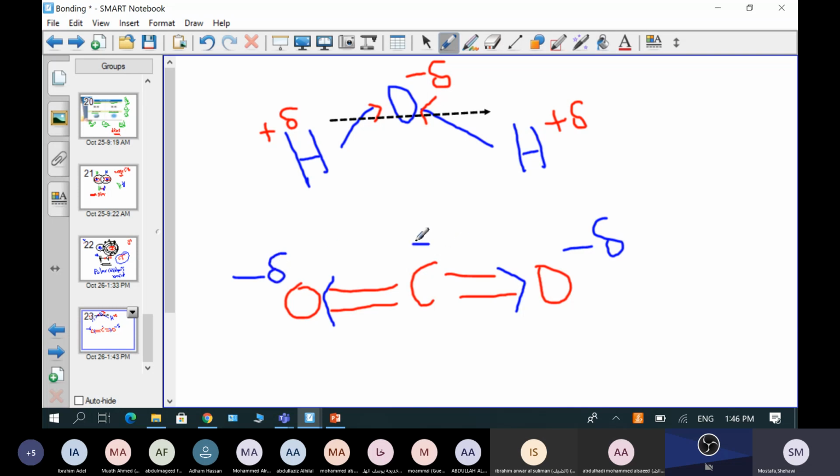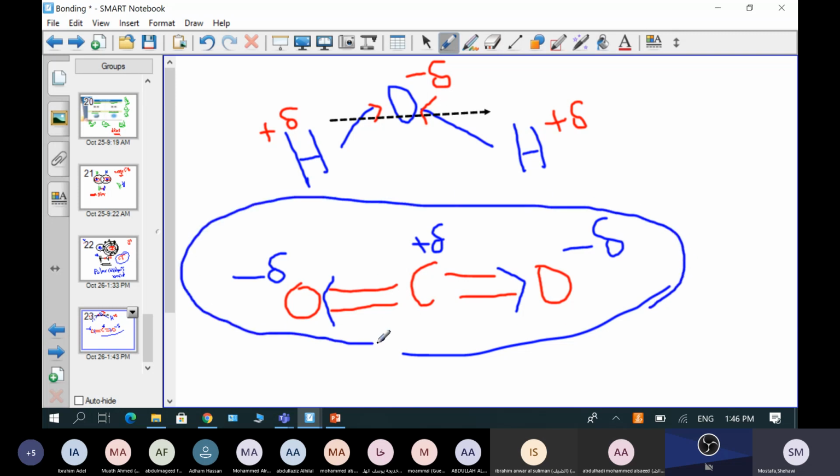And here the carbon will have positive charge. But the whole compound, again, the bond here is polar. The bond here is polar. The whole compound is non-polar. Carbon dioxide as a whole is non-polar. Because of what? Because the attraction force to the right cancels out the attraction force to the left. They are in opposite directions.